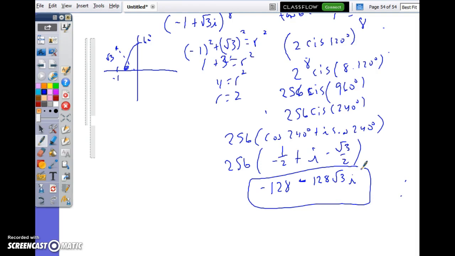How many angles or radians? Wait, these would be in radians. These would be degrees. Doesn't matter which one we're in. Yes. We're just going to use that for that. Yes, ma'am?